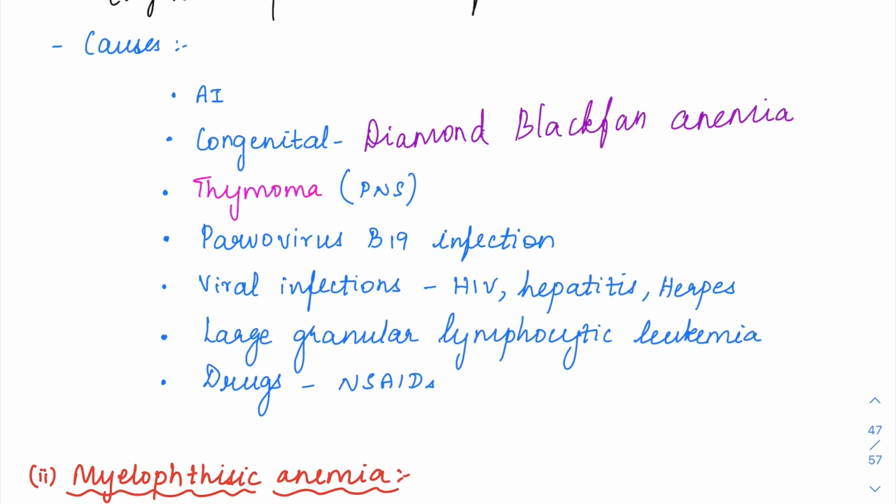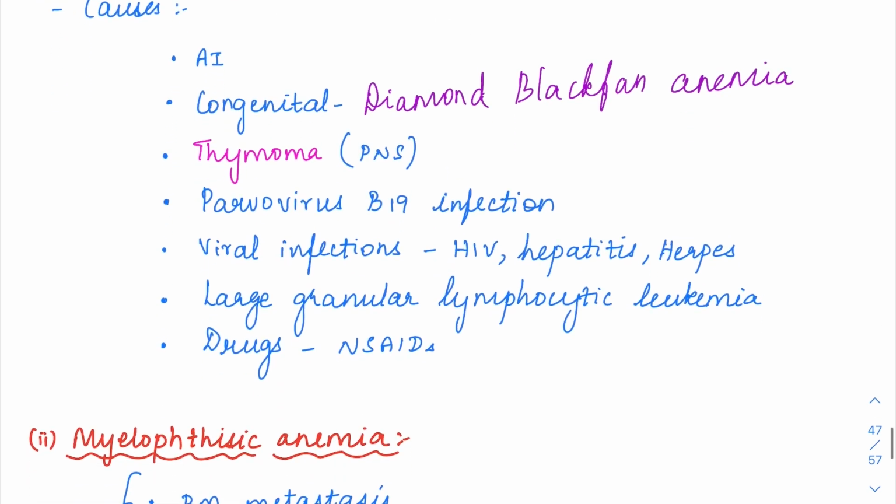Then as a paraneoplastic syndrome, we must have read this pure red cell aplasia under thymoma. Remember? Thymoma had two paraneoplastic syndromes. The first one was this pure red cell aplasia, and the second one was myasthenia gravis. Right? So as a result of thymoma as a PNS also, we can develop pure red cell aplasia.